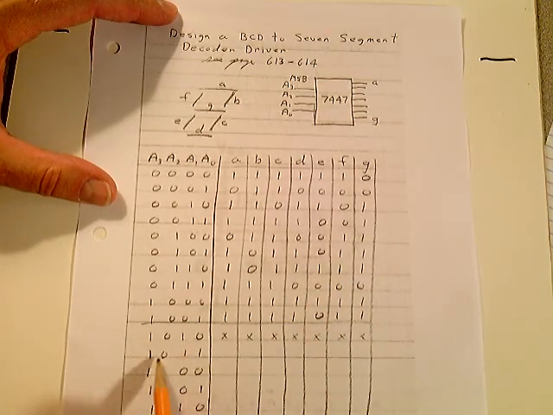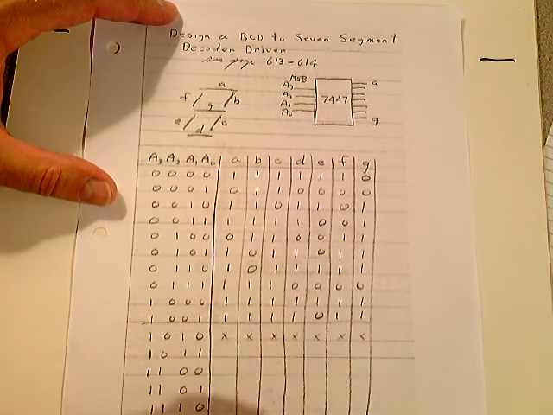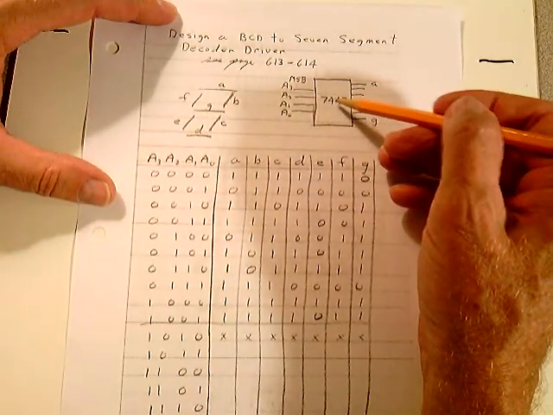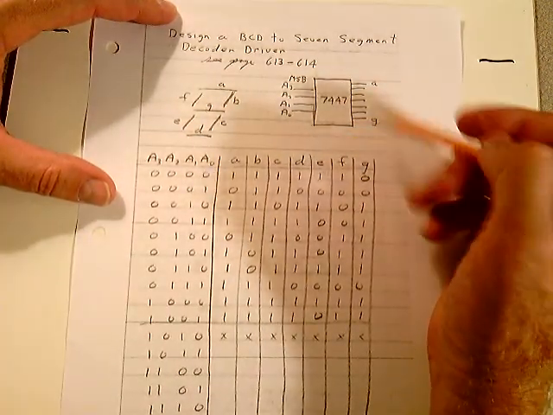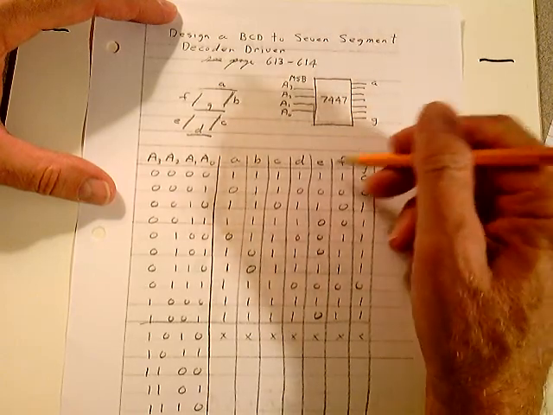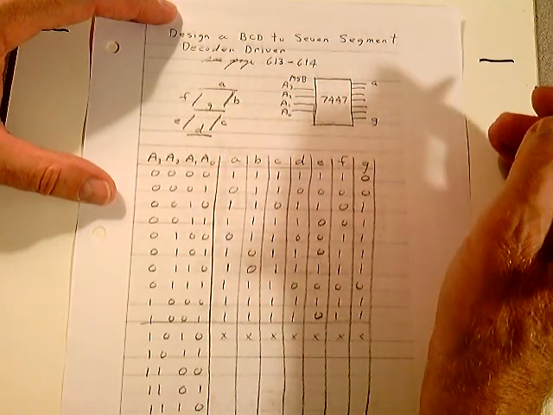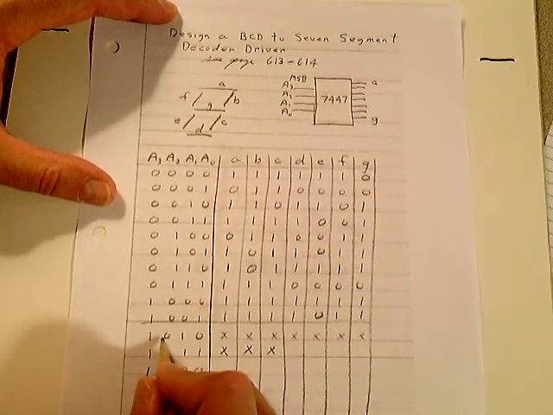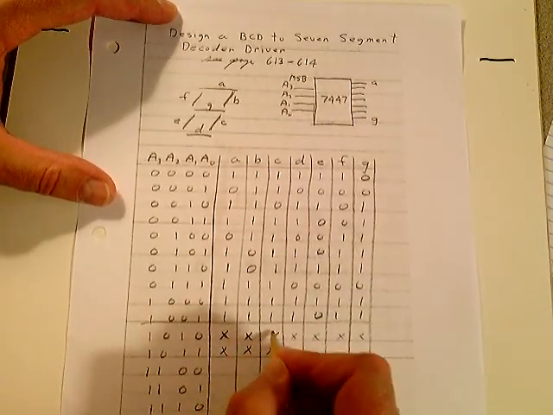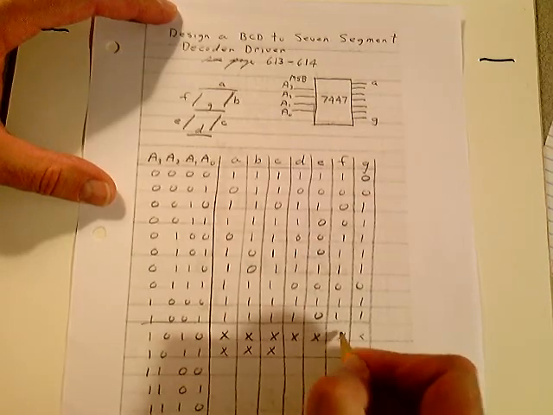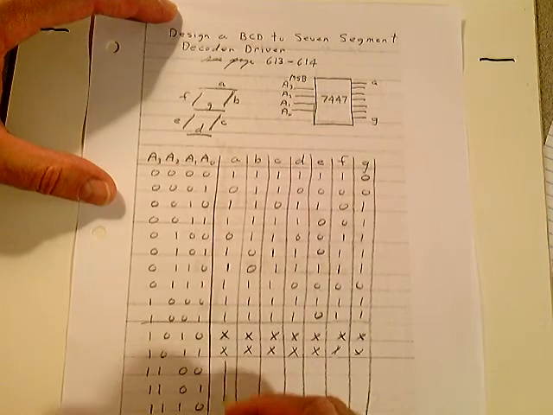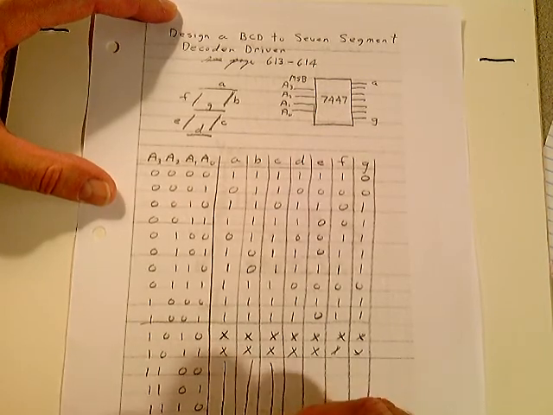There's no 10, there's no 11, there's no 12, 13, 14, and 15, because there are no valid BCD codes for that. You'd have to go to 2 segments. You'd have to put another 7447 down here, and it would drive another 7-segment display. So these are all don't cares, from 10, 11, the whole way down. They're all don't care conditions.